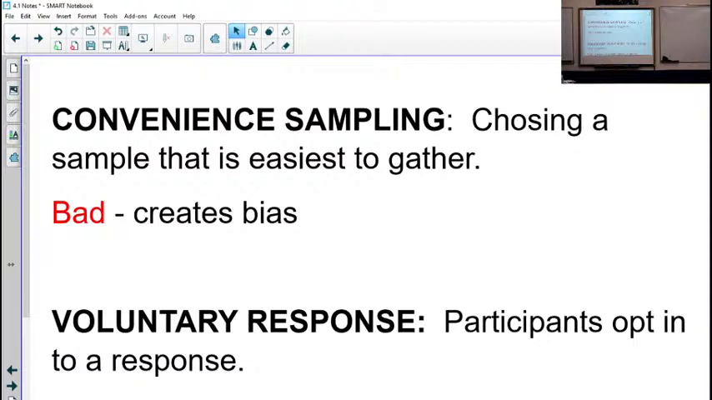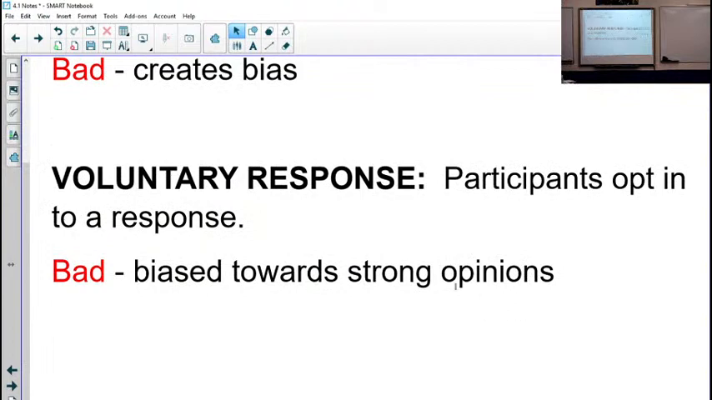Voluntary response, participants opt into responding. This is also bad. It's biased towards strong opinions. We'll talk about that more when we talk in detail about bias, probably on Thursday.